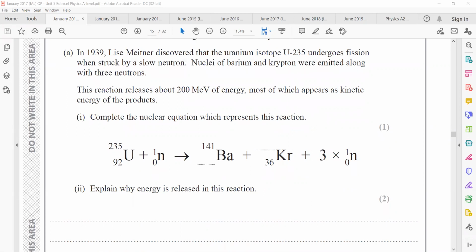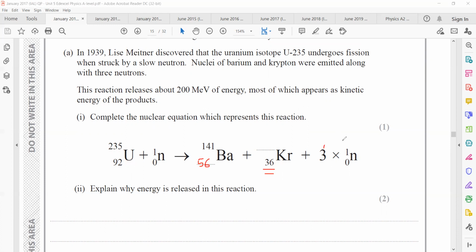So we should have equal numbers. We want 92. So here we have 36. What should be the number? So that it is 92, we should have 56, because 56 plus 36 will be 92.